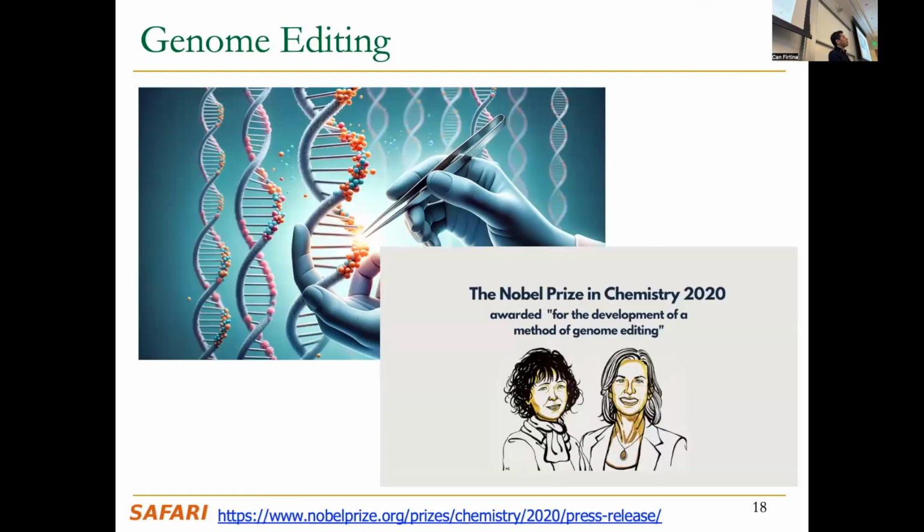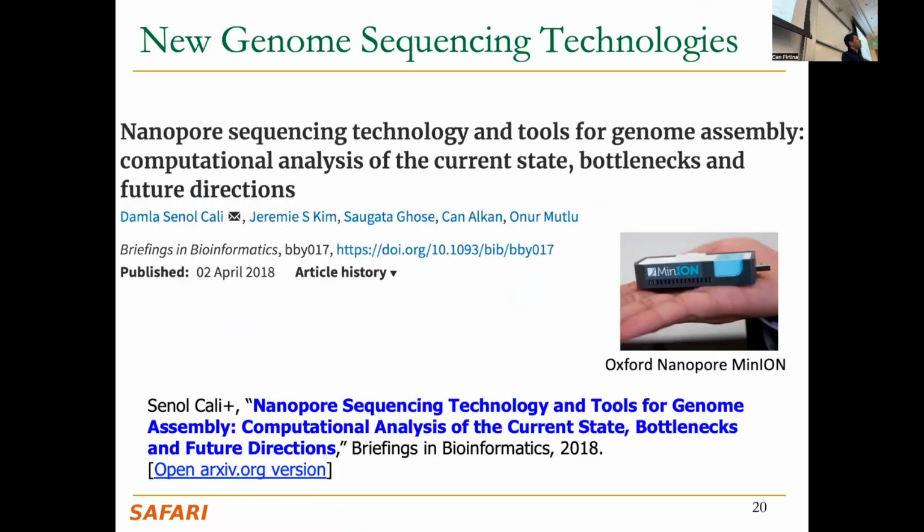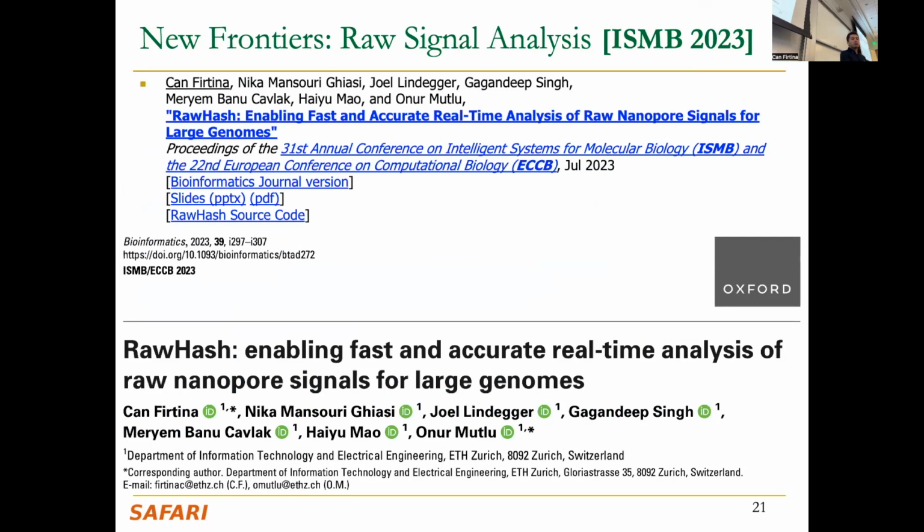Especially, I'm interested in genome editing. And also, DNA computing is a very interesting application, I would say, for particular reasons. And also, we're looking at these relatively newer genome sequencing technologies. Although nanopore sequencing has been around for some time, the opportunities now are revealing a lot more. So we look at these new genome sequencing technologies, and we also work on this direction. So this is one paper that I'm going to be presenting today, RowHash.